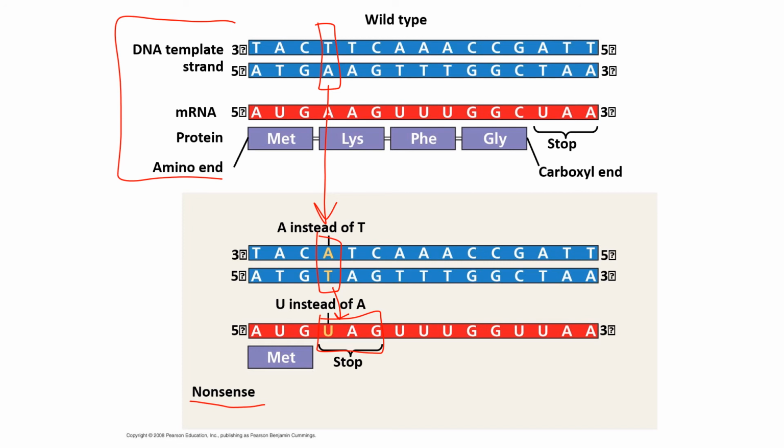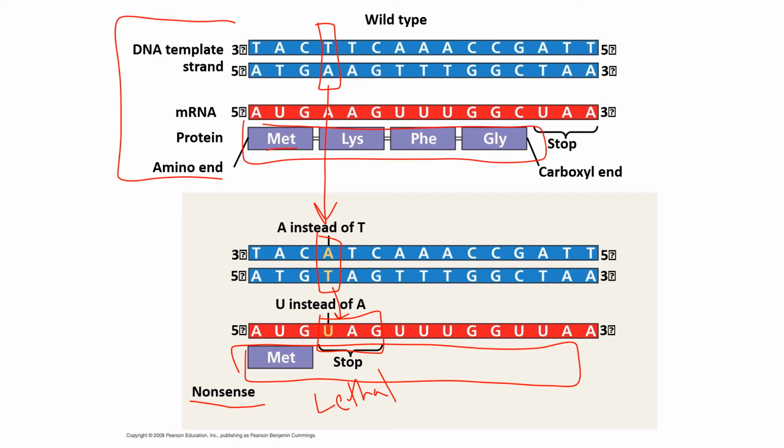This is probably going to be a lethal mutation, because what you notice is now you no longer have that normal protein. The normal protein was methionine, lysine, phenylalanine, and glycine, and now you don't have that protein. Again, the assumption is every protein that a cell produces is important for that cell's function. So if that protein is no longer present, that's going to have a very negative effect on the cell, and we refer to that as a lethal mutation.